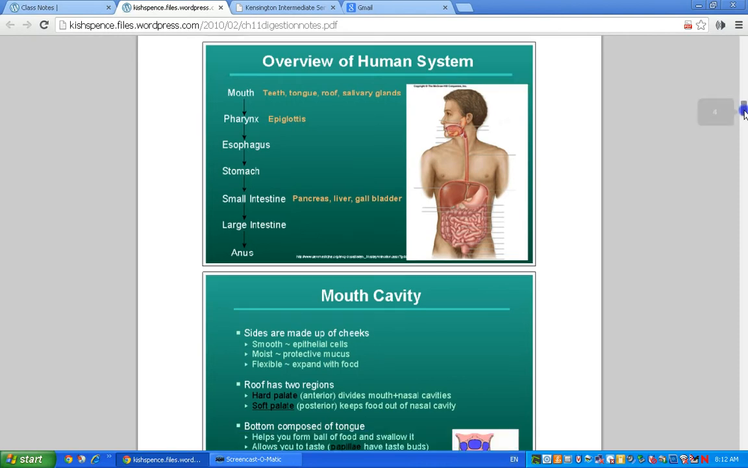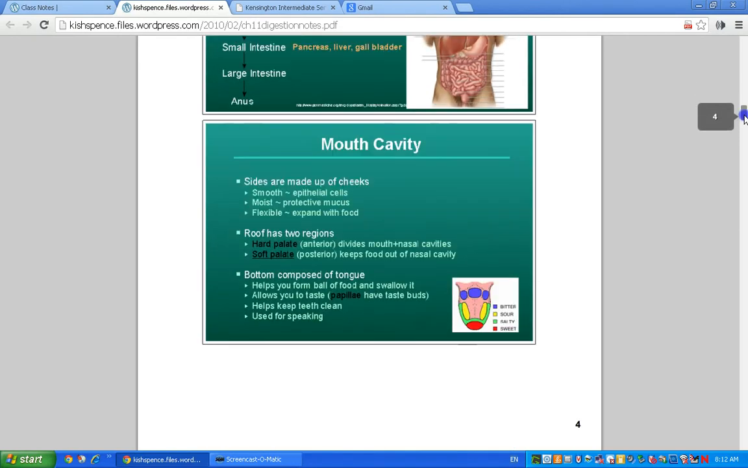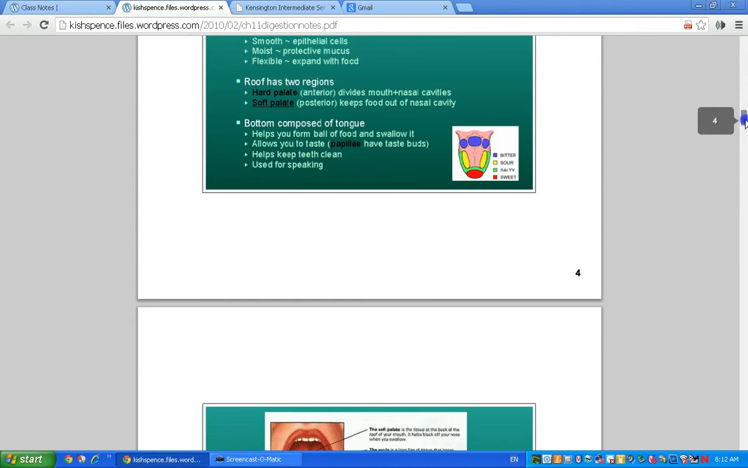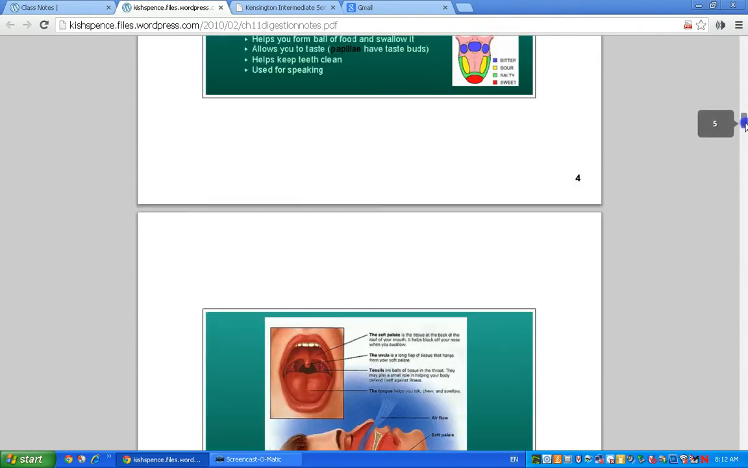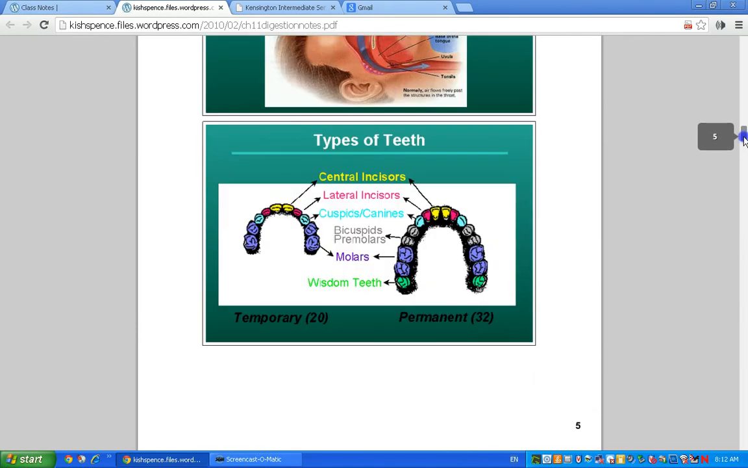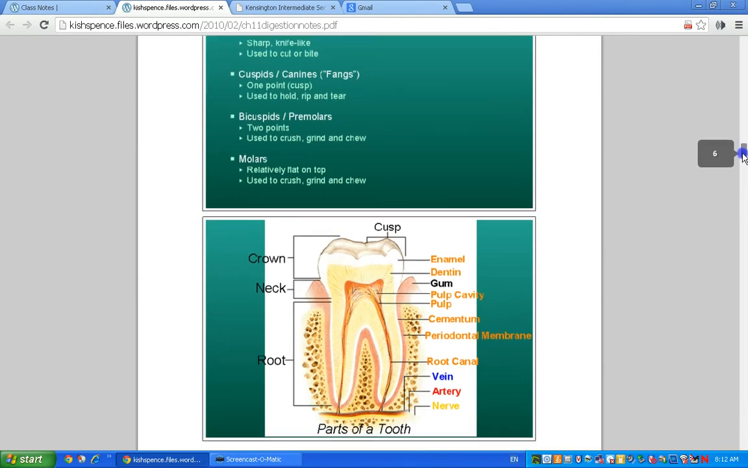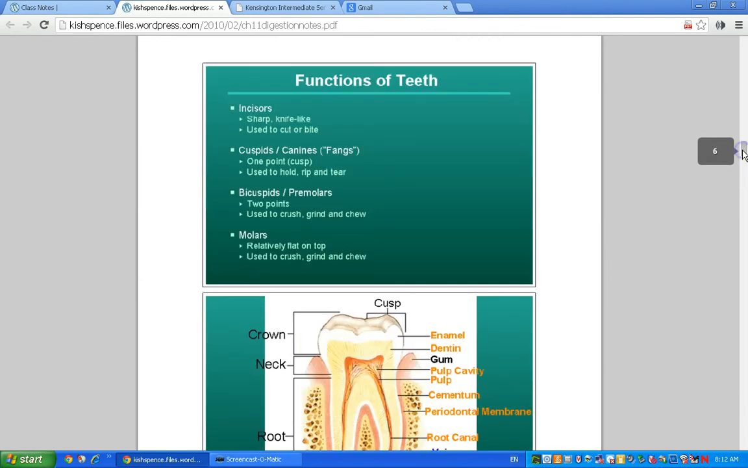In the first class, we also did an overview of the digestive tract and the accessory organs that are important. We looked at the mouth cavity and started looking basically at each region and what kind of happens in that region. So we looked at the mouth cavity and how your cheeks and your hard and soft palate and your tongue help out. We looked at the types of teeth and the functions of those different types of teeth. We're called heterodonts because we have different types of teeth, so we can eat different kinds of food. They all have different jobs.